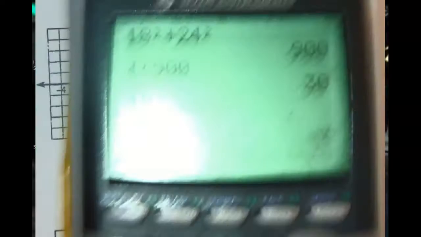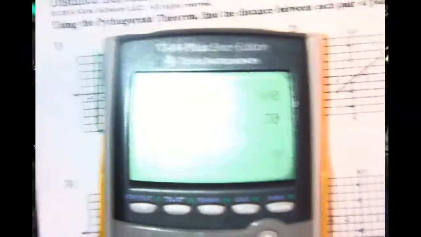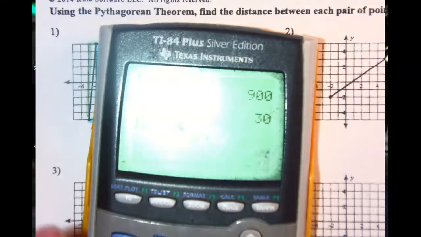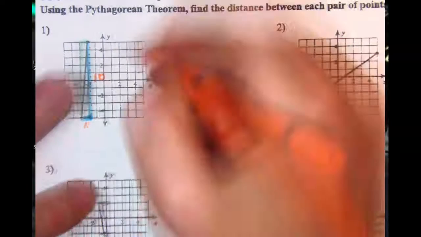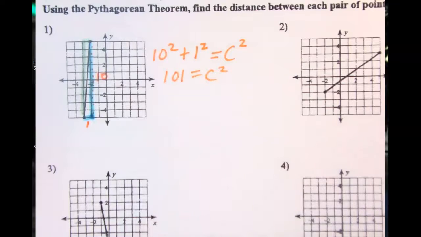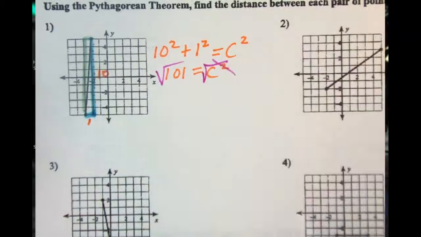10, oops, it's kind of hard to see. Let me zoom out again. So 10 squared plus 1 squared gives us 101. Yes, we probably could have done that in our head, I hope, but we're still going to always use our calculator. And then the square root on both sides, the square root cancels out. And then I type in second square root and then 101.